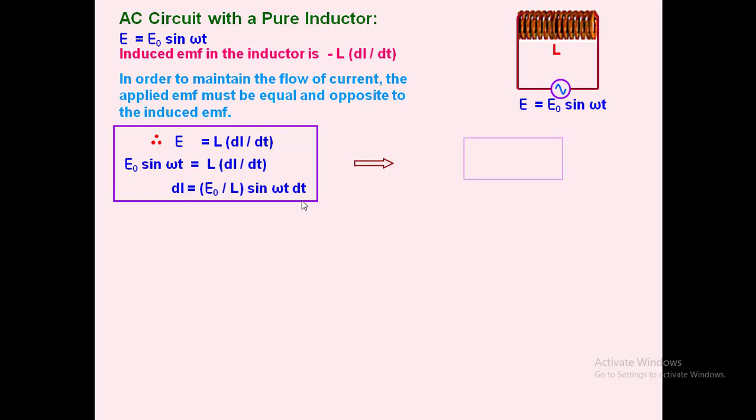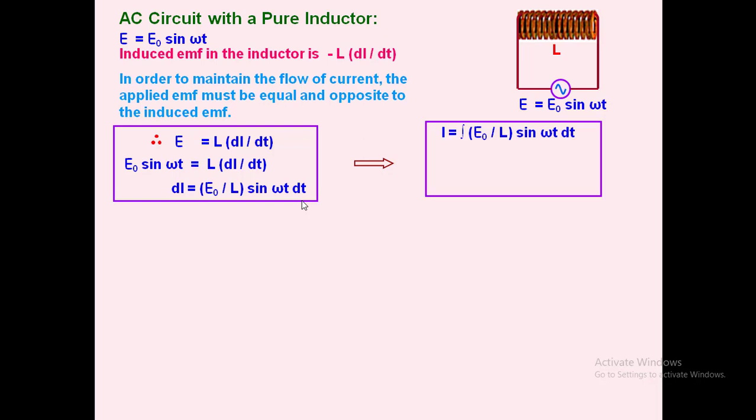So, whenever you do the integration, I equal to integral E0 by L sine omega t dt. Now, here E0 by L is a constant actually, so we can remove it from the integration. So, which is equal to E0 by omega L into minus cos omega t. That means integral sine omega t dt is nothing but minus cos omega t by omega. So, total expression will become I equal to E0 by omega L into minus cos omega t, which is equal to I0 sine omega t minus pi by 2.